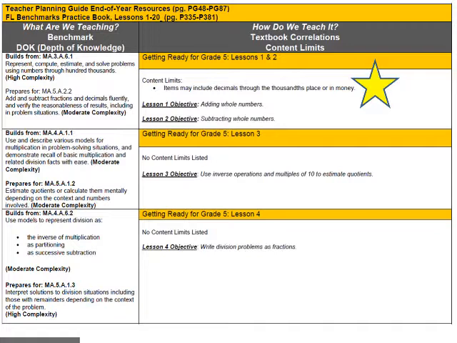I hope this plan is useful for you in teaching math for the 2011-2012 school year.